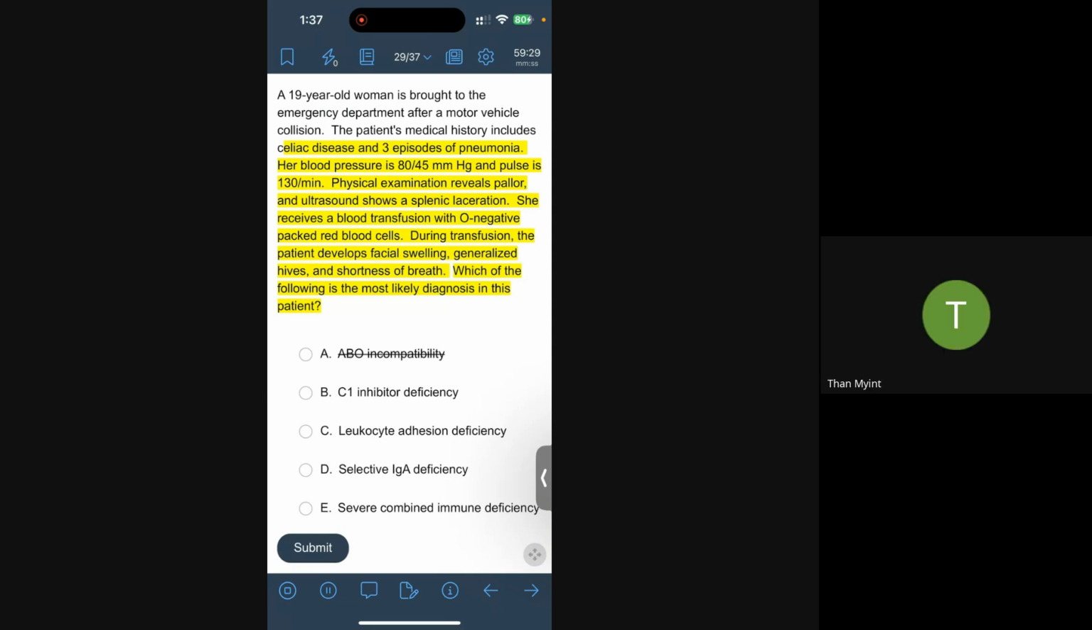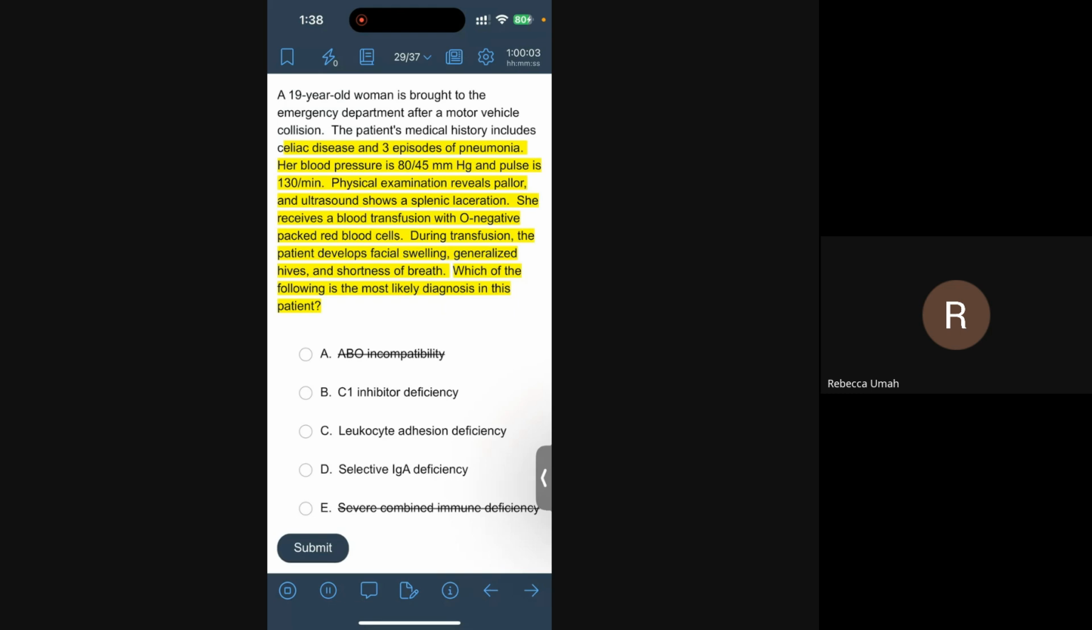Do you think E is the right answer? No, because the patient usually dies at a much earlier age. It is a very severe disease, and the patient usually dies at 2-3 years of age. This patient is a 19-year-old woman. We are left with three options: C1 inhibitor deficiency, leukocyte adhesion deficiency, and selective IgA.